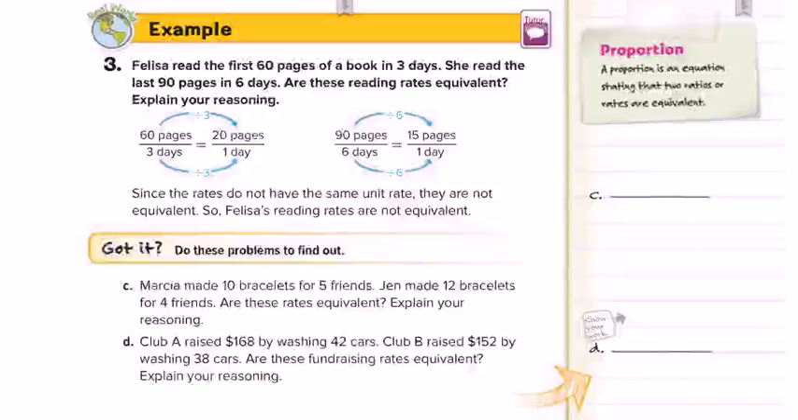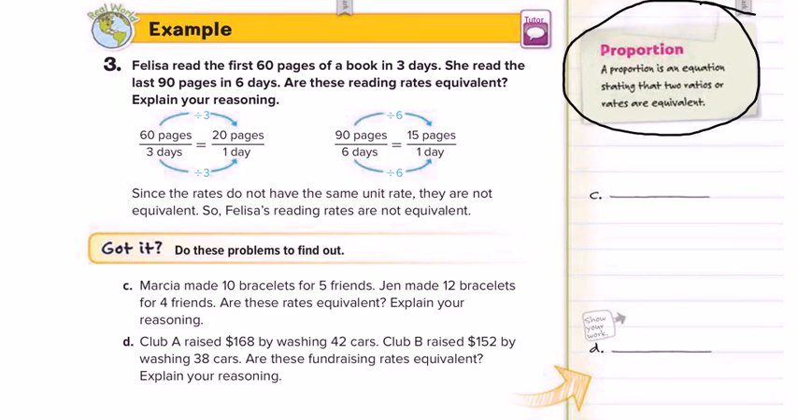Before we take a look at example 3, let's draw our attention over here to the side note, a proportion. A proportion is an equation stating that two ratios or rates are equivalent. For example, 1/2 is equivalent to 2/4. So this statement of two equal ratios is also called a proportion. You'll see many proportions here in this lesson when we're looking for equivalent ratios.